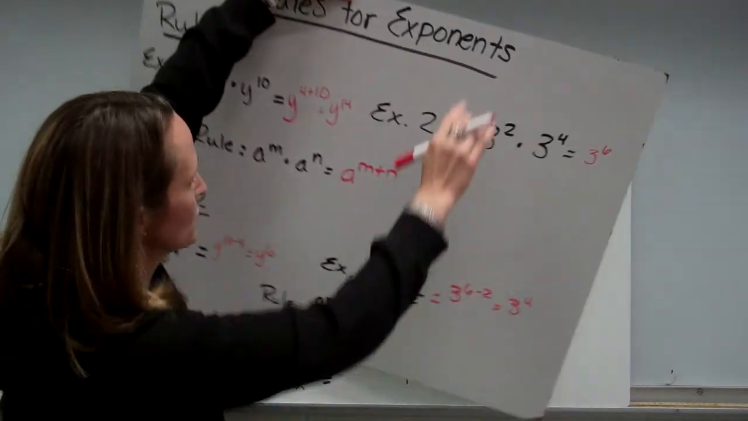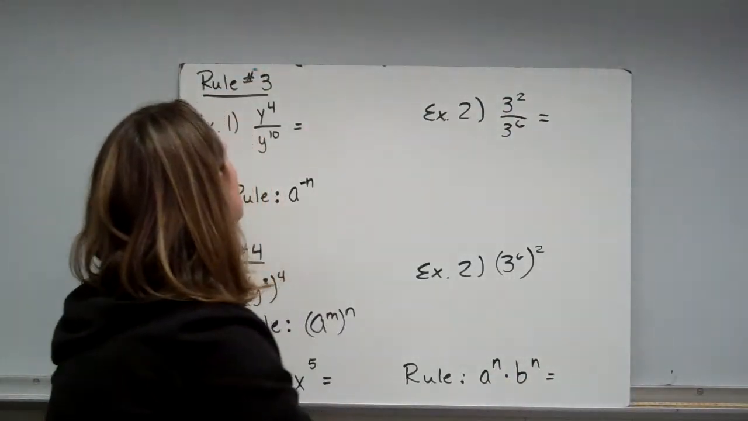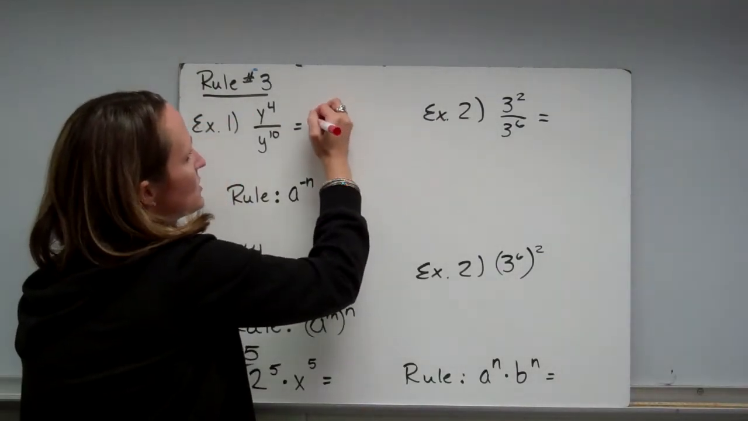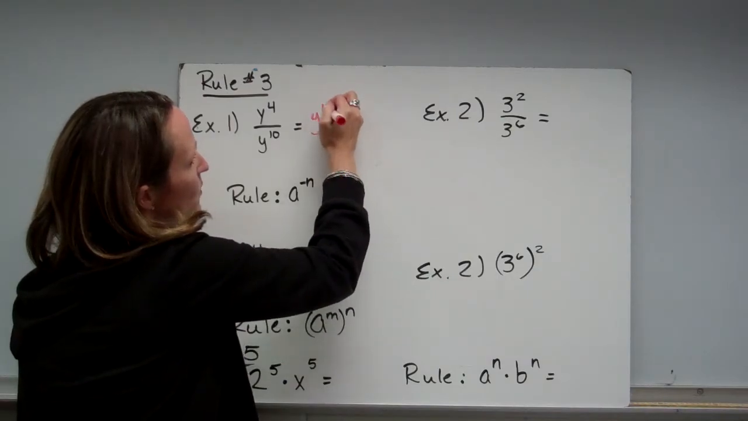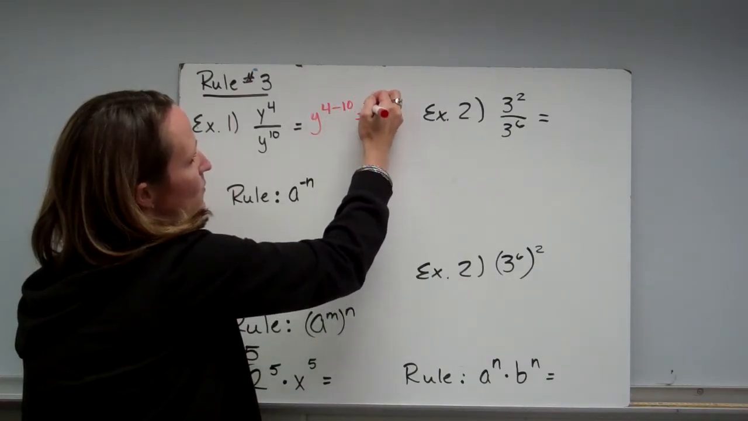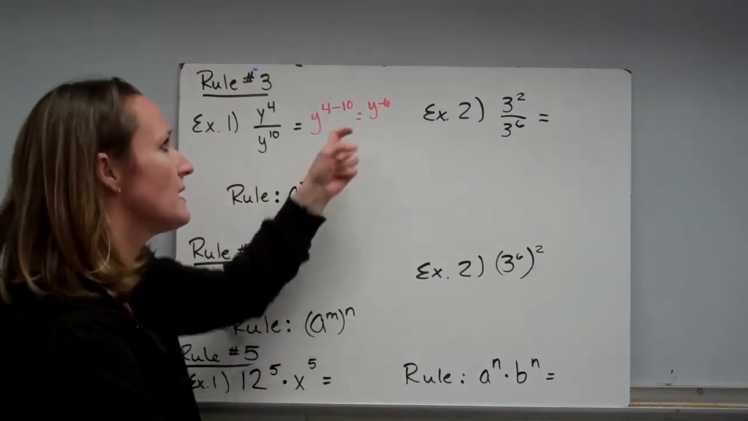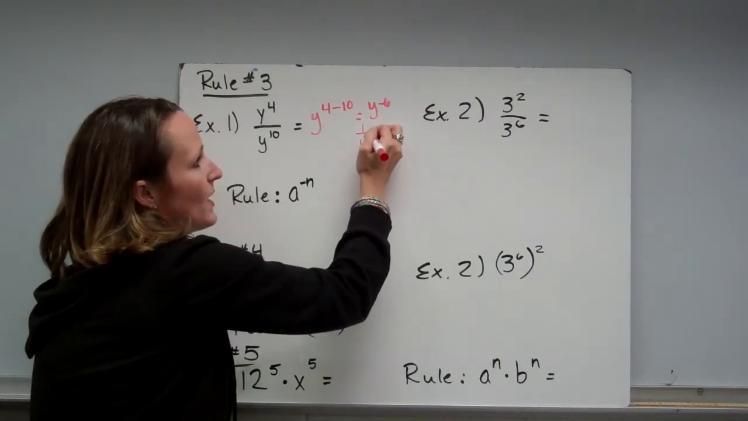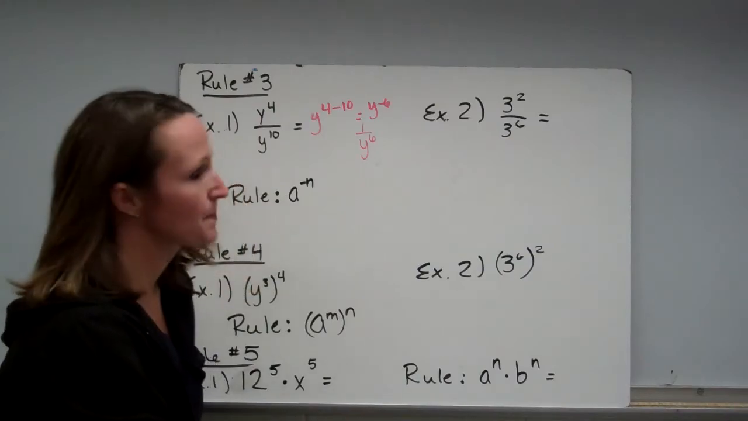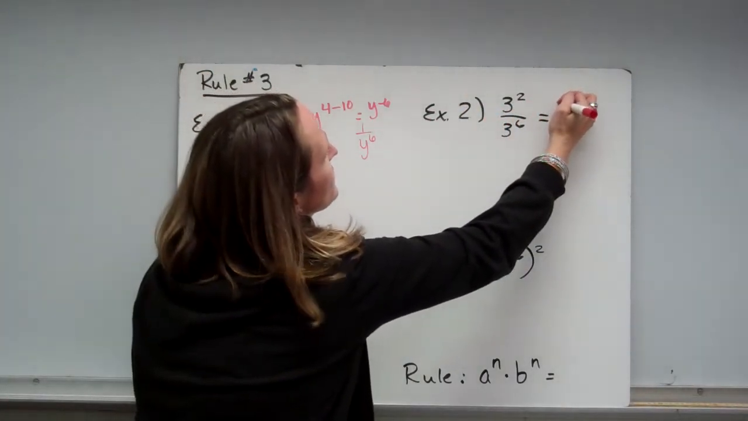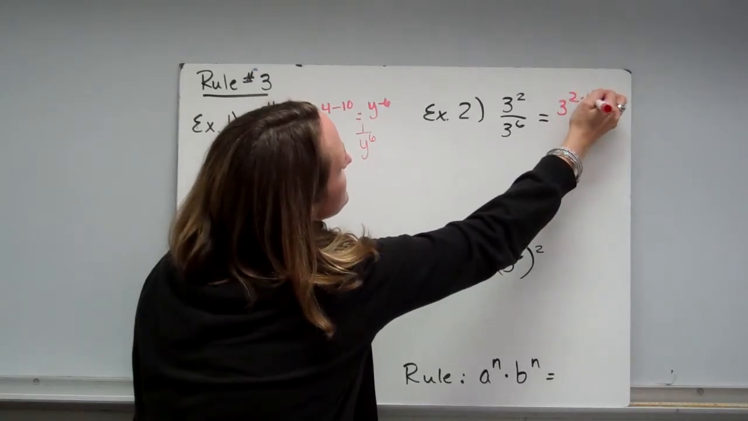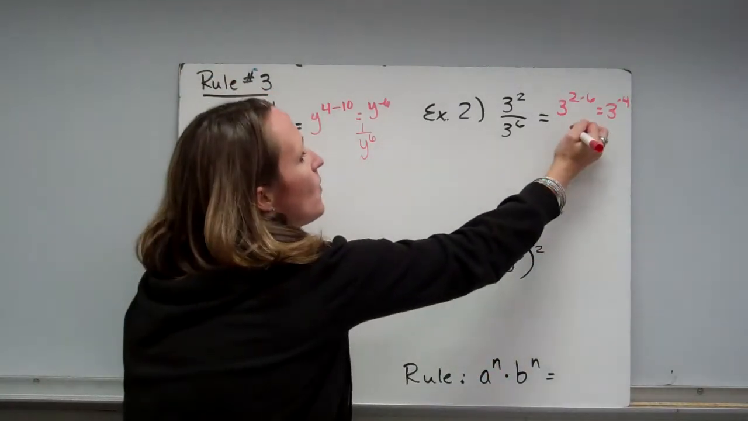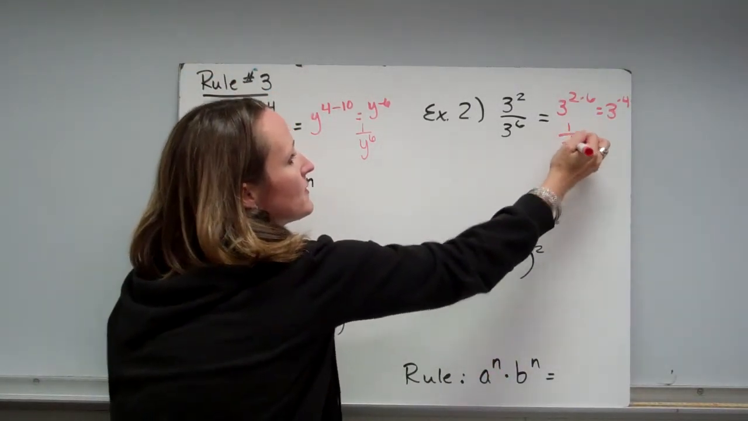Okay, we have some more rules. If we had y to the 4th divided by y to the 10th, we're still going to do y to the 4 minus 10, but this time we get y to the negative 6th. And of course, we cannot have any negative exponents, so we're going to have to put it down, and we get 1 over y to the 6th. Works here too. 3 to the 2 minus 6 gives you 3 to the negative 4th. So we get 1 over 3 to the 4th.